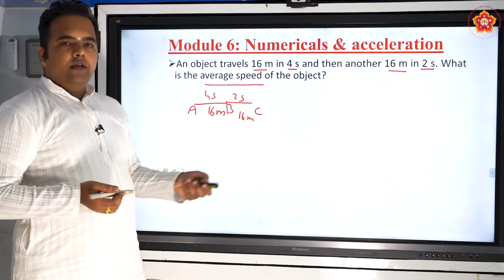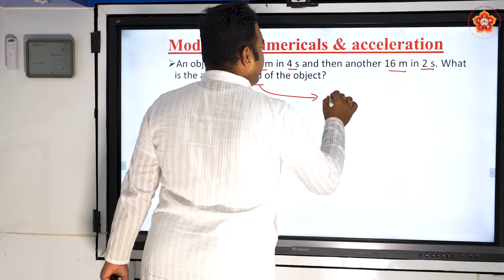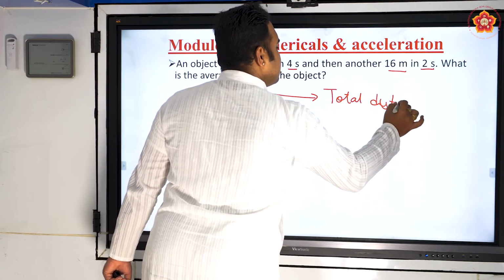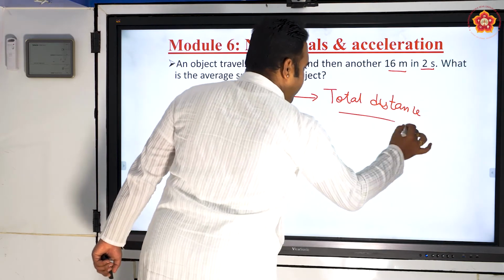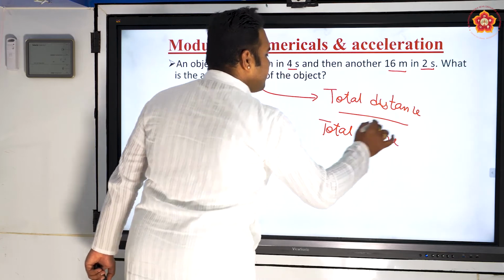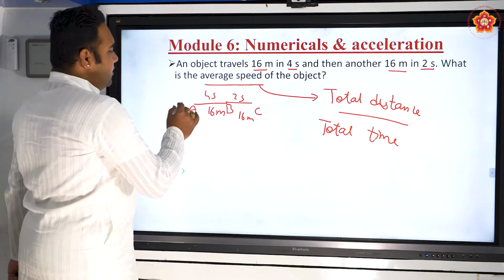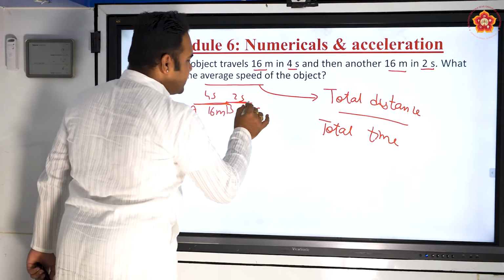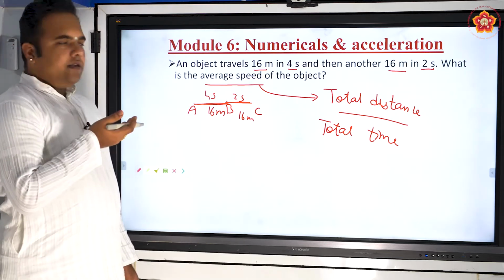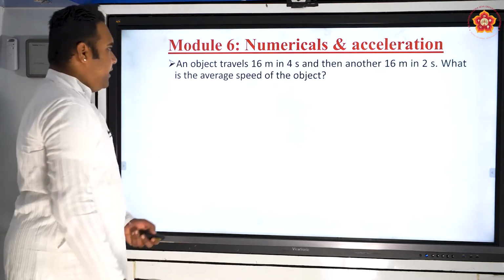Just now we have seen the formula for average speed: when I want to calculate average speed, it is total distance by total time. Do you know the total distance? It is in 2 segments now, A to B 16 plus 16. I know. Total time I know, 4 seconds plus 2 seconds. Calculate the values and take the ratio. We get the value of average speed.